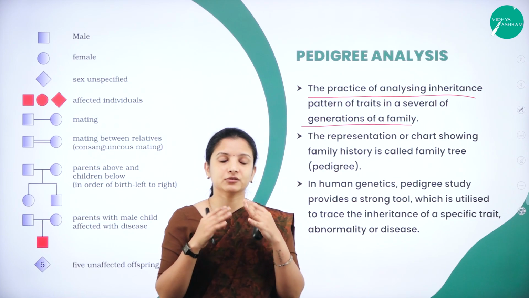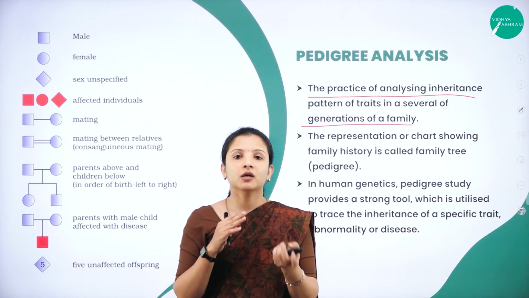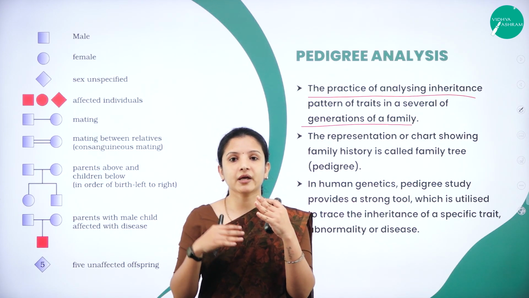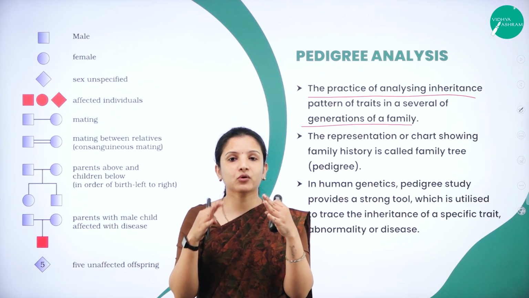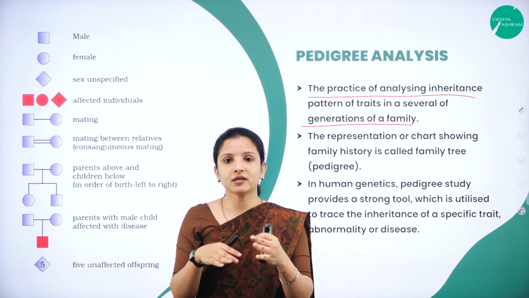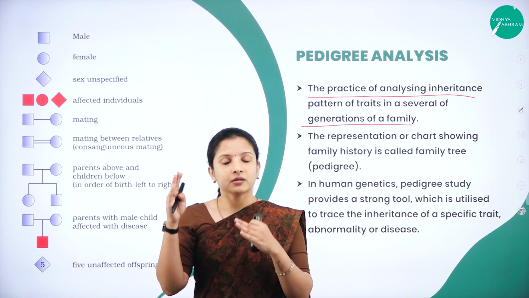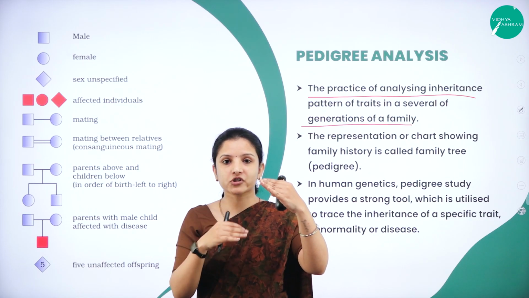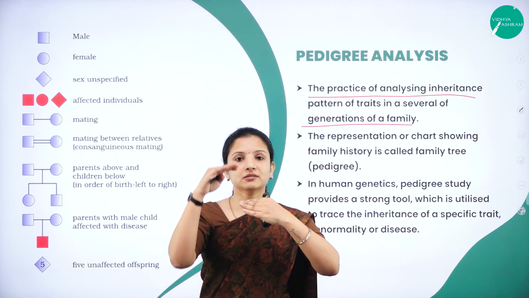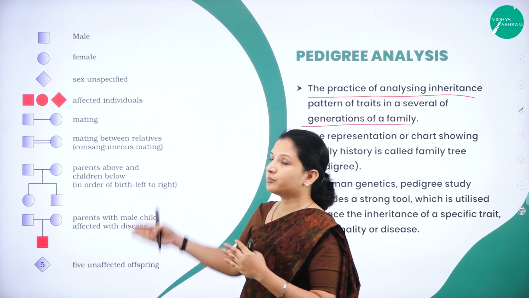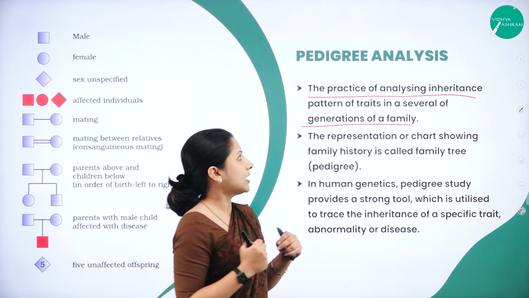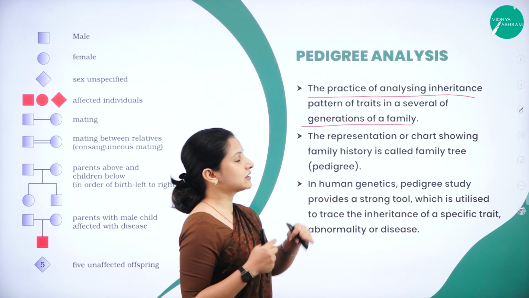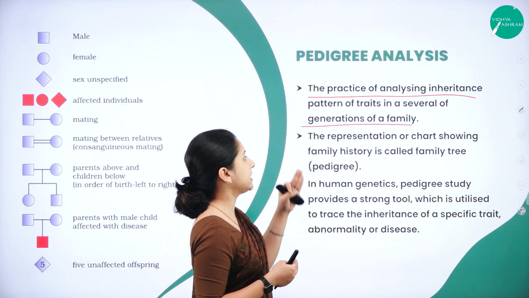Say for example, in a family, you have acquired a disease, say sickle cell anemia. Sickle cell anemia is a hereditary disease, meaning you have taken it from your parent. Your parent might have taken it from his parent, and that parent from his parent, like that. From where it has started, how the progeny inherited the disease, they will show by putting a chart using these symbols. That is pedigree analysis. The practice of analyzing inheritance pattern of traits in several generations of a family is called pedigree analysis.